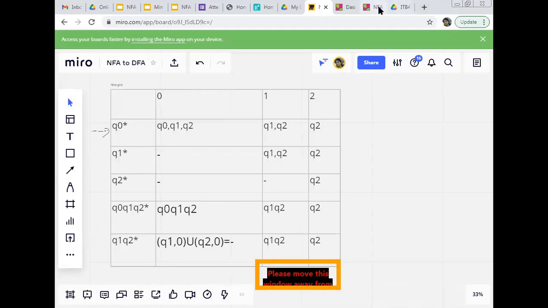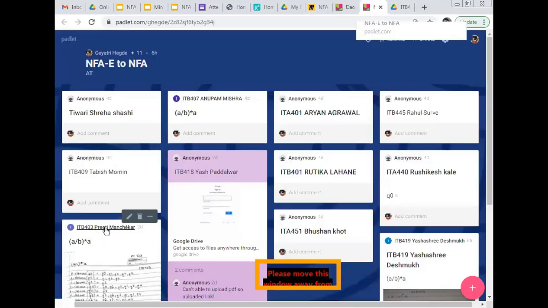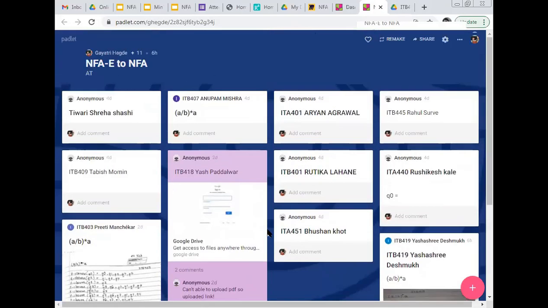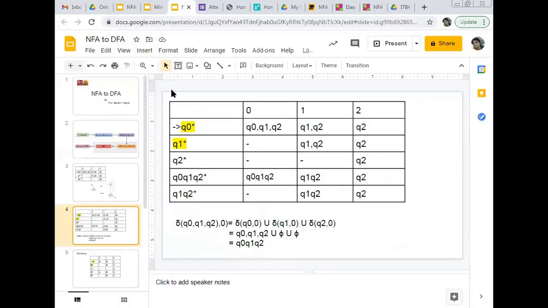Okay. And students, I have only 3 answers here. Why? Only 3 people have submitted this. Whatever you solve here and submit will be considered as your assignment. Remember that.